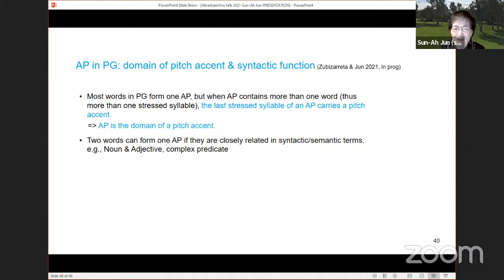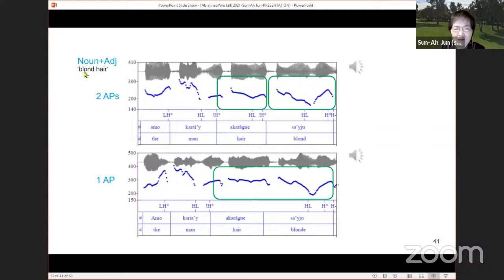First, this blonde hair comes from the man with the blonde hair. This whole thing is actually a heavy noun phrase taken from the whole sentence. The blonde hair can form two APs. You can see this dip. When you see a dip, like a falling and rising, that's where the stress pitch accent happens. And another dip happens. So hair and blonde form separate accentual phrases. But in another case, the same sentence is produced with one AP of both hair and blonde together. So the first word, hair, is flat high, high, high, high, and then falling and up. So it's one AP.